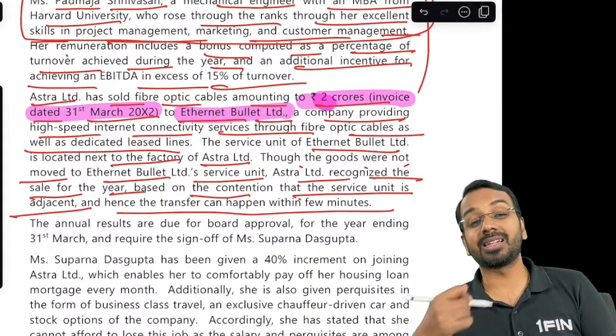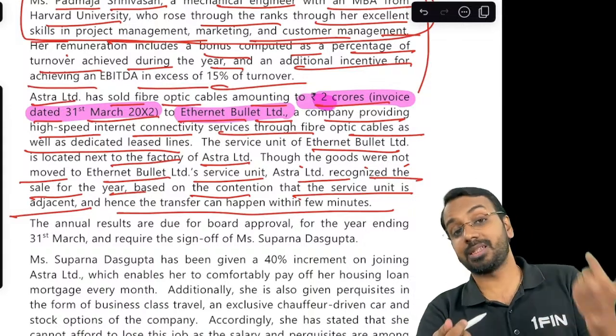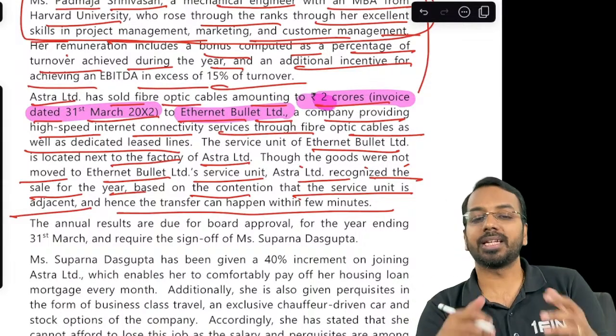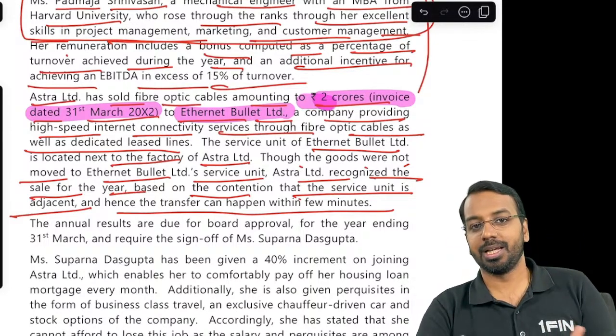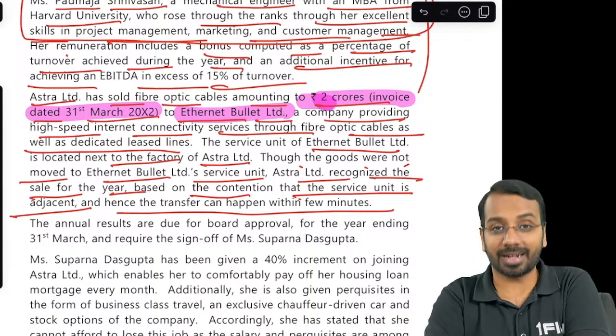Tell me, is the risk and reward transferred? No. The risk and reward is transferred, or the performance obligation is completed, only when the goods are delivered to the customer's location. Just because it is next door doesn't mean I can recognize sale.